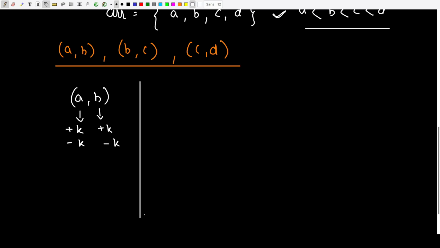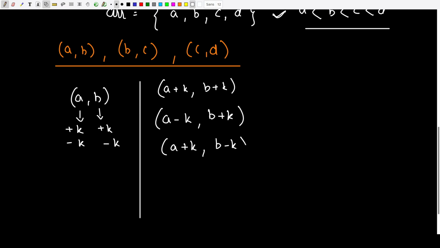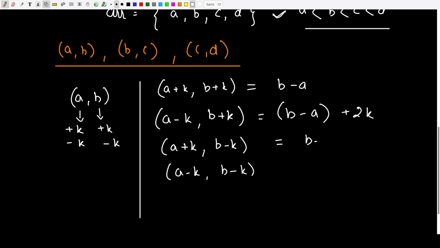With this, I have 4 combinations: I will increase the height of both towers by k, or I will decrease the height of tower A by k and increase the height of tower B by k, or I can increase the height of tower A by k and decrease the height of tower B by k, or I can decrease the height of both towers by k. Now with this, let us compute the difference between the height of the towers. So this will give us b minus a. This will give us b minus a plus 2k. This will give us b minus a minus 2k. And this will give us b minus a.